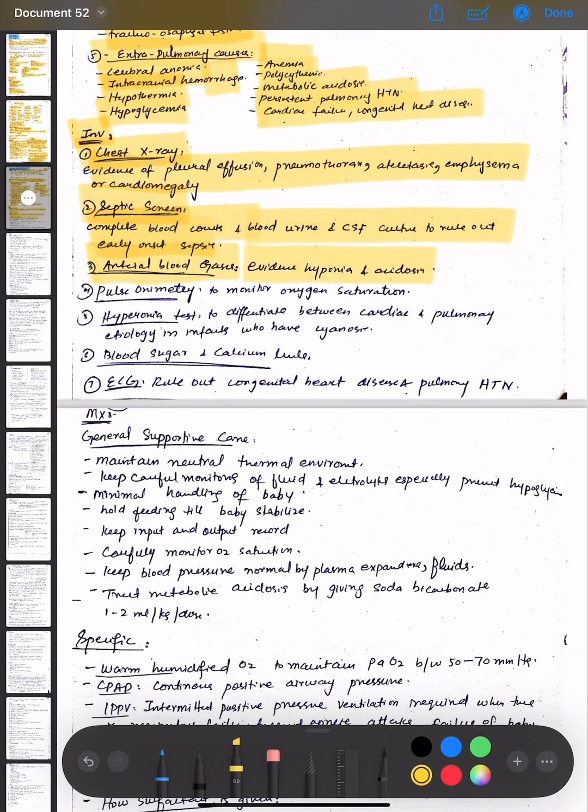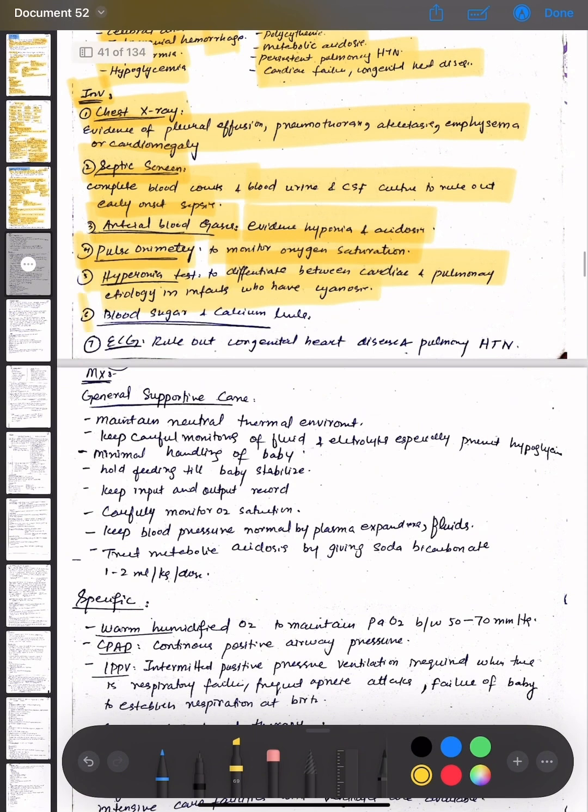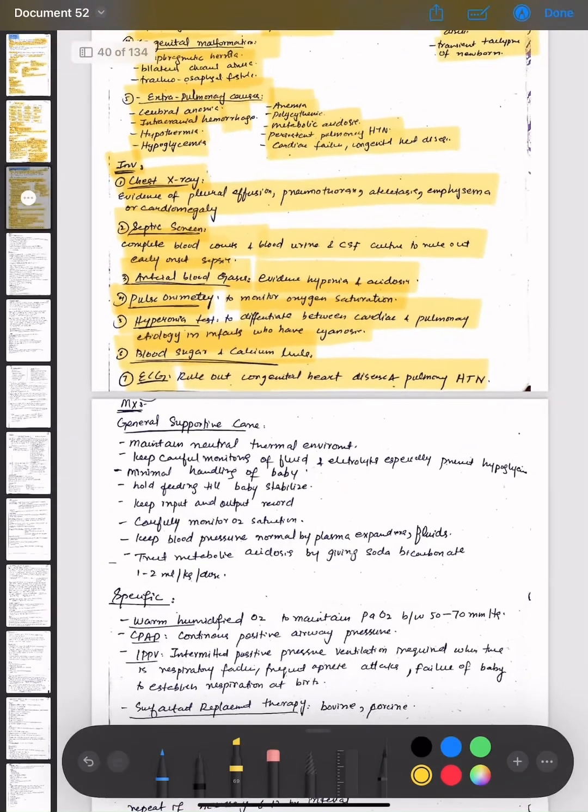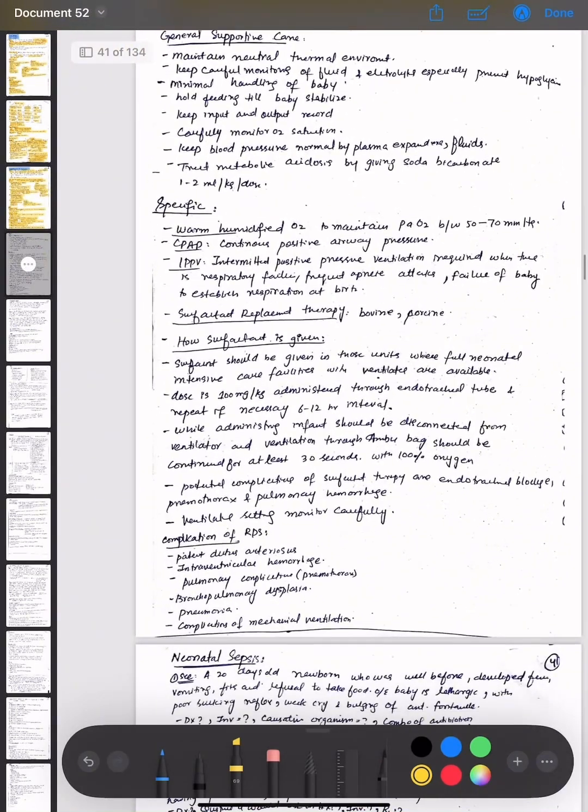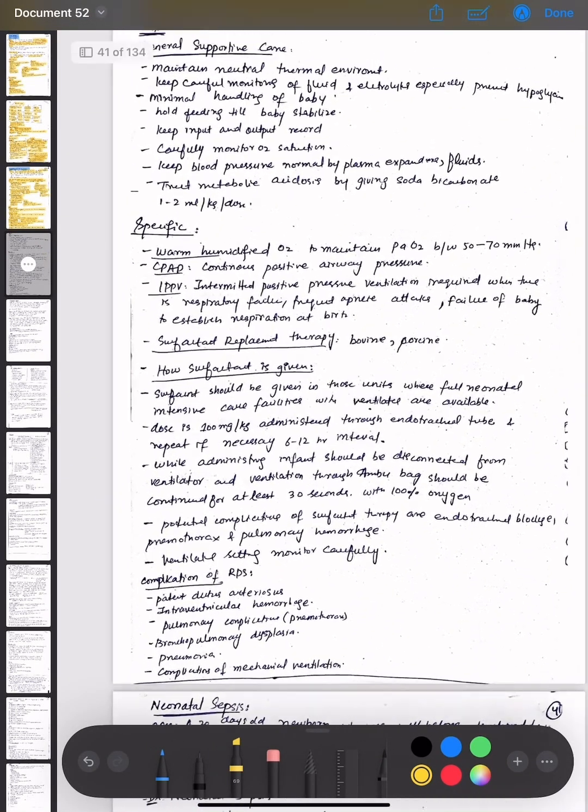Then pulse oximetry is done, which monitors the oxygen saturation. Then a hyperoxia test is done to differentiate between cardiac and pulmonary etiology in infants who have cyanosis. Then blood sugar and calcium levels are checked, and then ECG is done to rule out congenital heart disease and pulmonary hypertension.